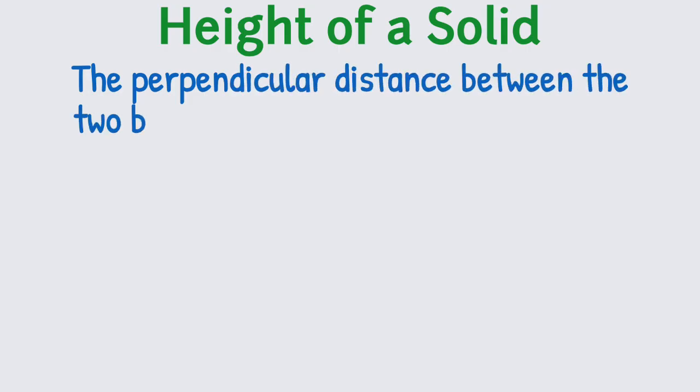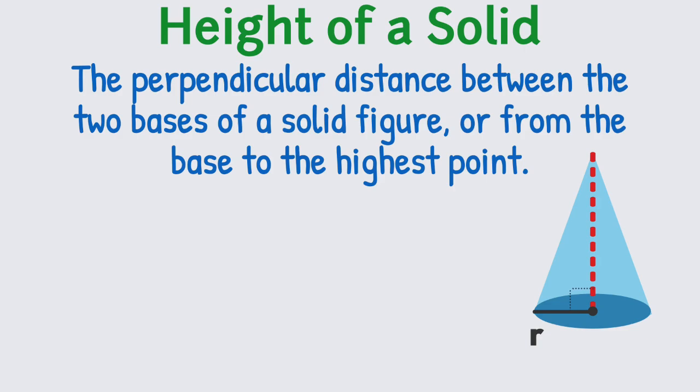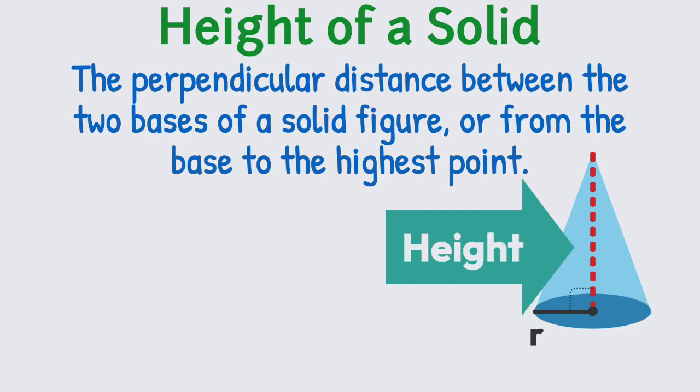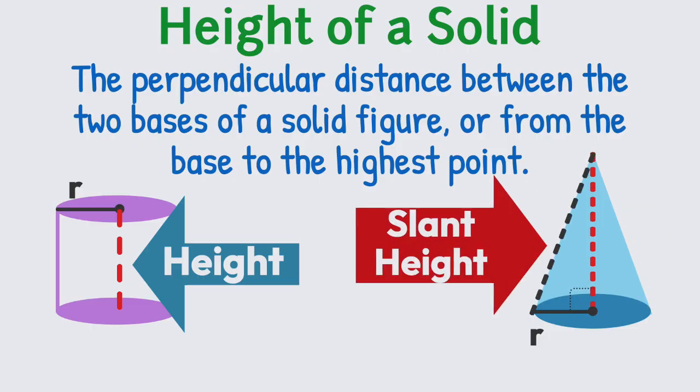Height of a solid: the perpendicular distance between the two bases of a solid figure, or from the base to the highest point. Height is a key measurement in volume formulas for cylinders and cones. It is always measured as a straight vertical distance, not along any slanted or curved surface.